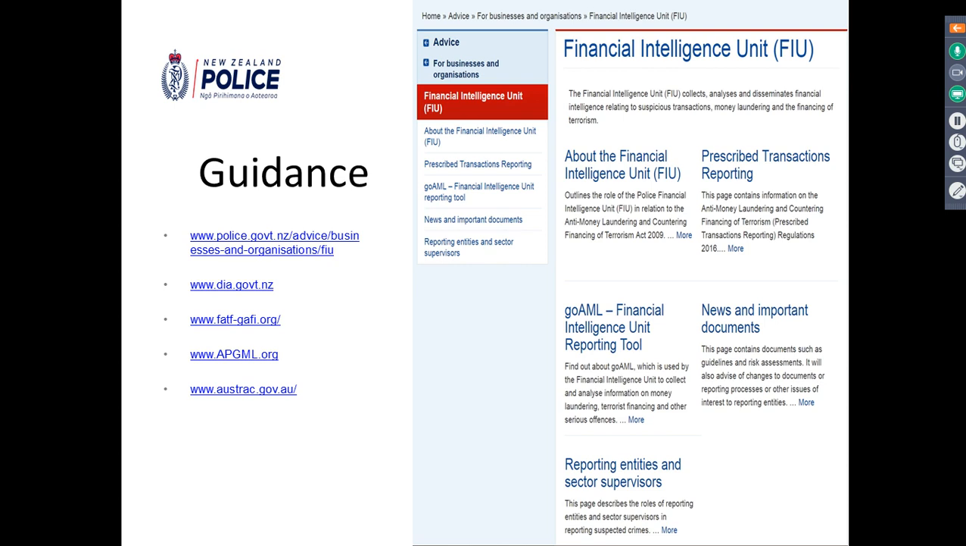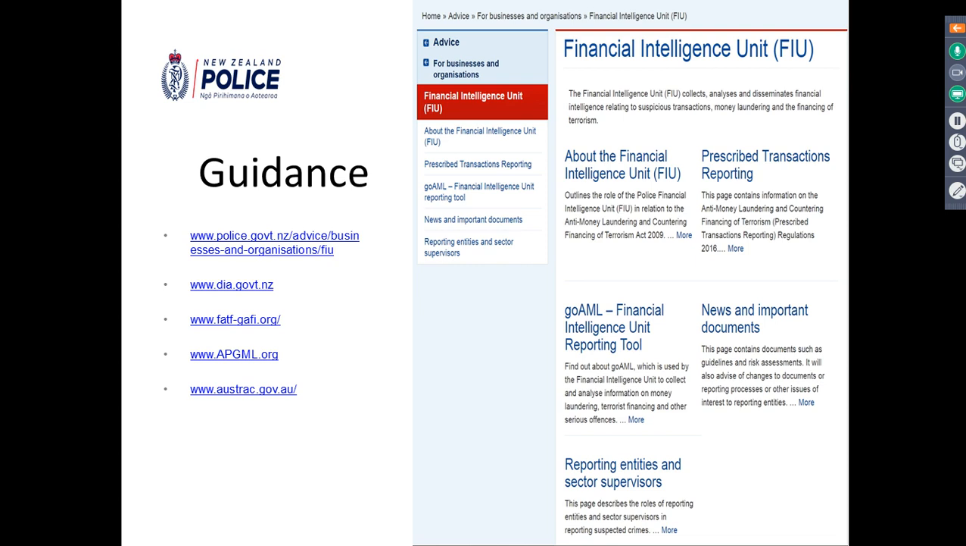So on here I've got the main web page for the Financial Intelligence Unit. You'll see the prescribed transaction reporting on the right-hand side. Some firms will not need to report either. Some may need to report both large cash transactions and international funds transfers. If you've got a large number of IFTs, then I would point you towards this page here.